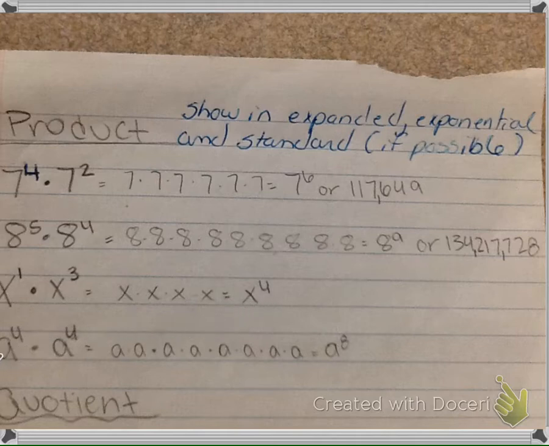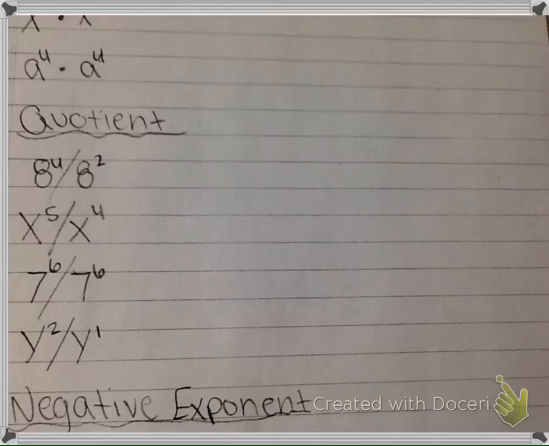So then on the fourth problem, the expanded form looks like this, a lot of a's. And the exponential form looks like this, a to the 8th power. And again, you can't do standard form. So do quotient problems and then play the video. These are the quotient problems, so pause it and do these problems.